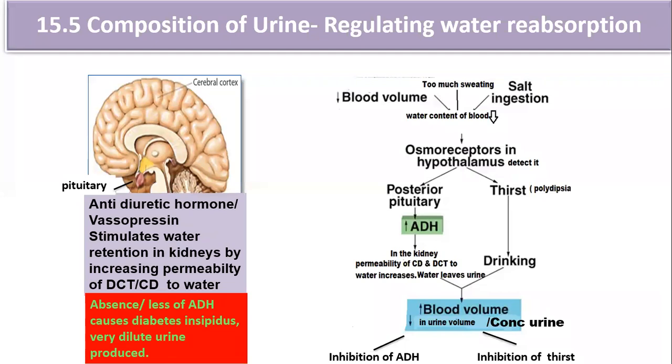Welcome to another lecture of excretion and osmoregulation. Today we are going to talk about composition of urine and how it can be regulated. So we are going to discuss three major mechanisms which are going to regulate the urine composition.